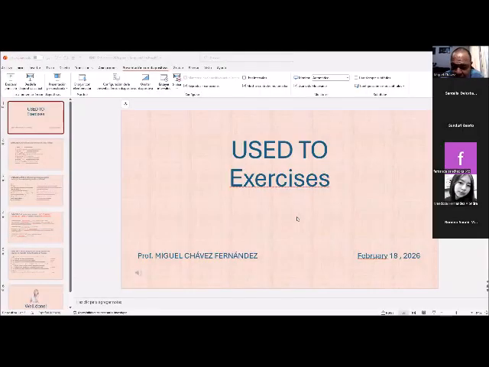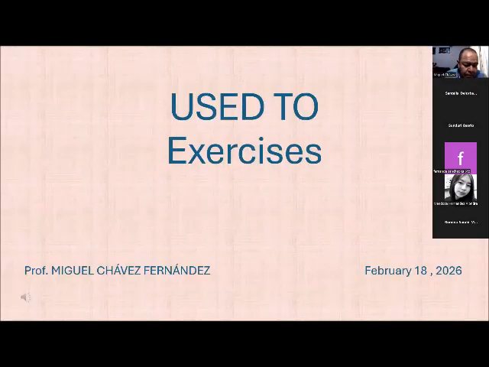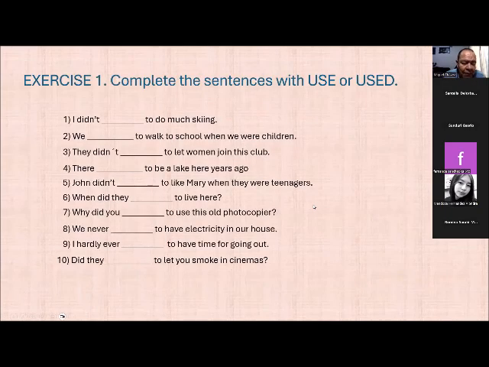Remember that for these exercises, I need your participation and your help. Let's begin working on the grammar exercises that will help us learn and strengthen our understanding of how to use the verb used to. Let's see the first exercise. Complete the sentences with use or used.